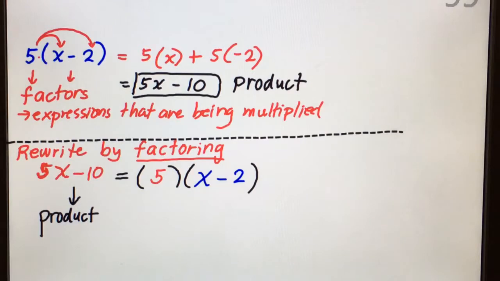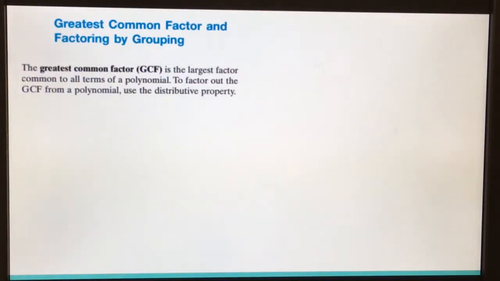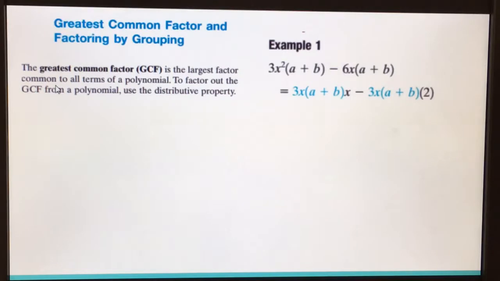The previous example is actually using what we call the GCF or greatest common factor strategy, since we took out 5 from each of the terms. So the greatest common factor is what we call the largest factor that's common to all terms of a polynomial. To factor out the GCF, we use the distributive property, but in reverse. Okay? So here's an example.